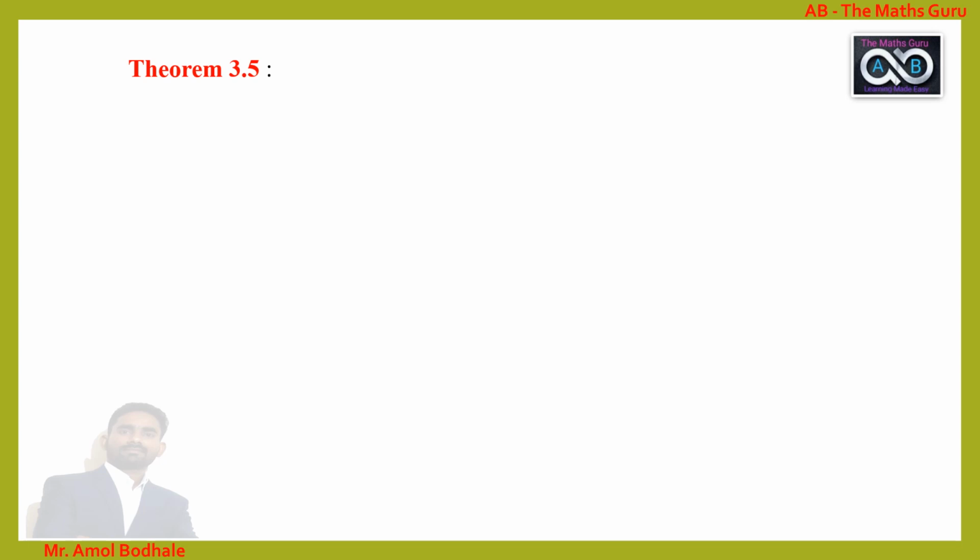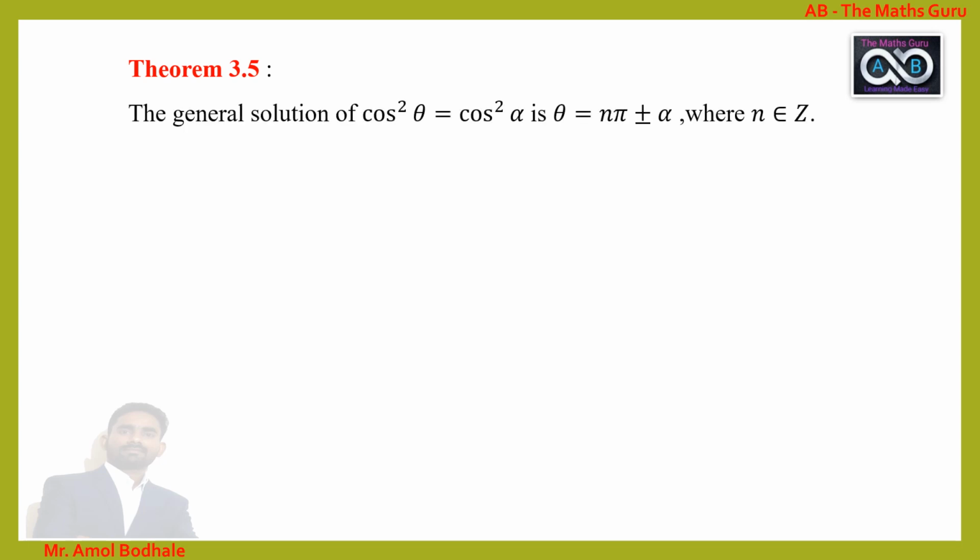Let's see the next theorem. The general solution of cos square theta equal to cos square alpha is theta equal to n pi plus or minus alpha, where n belongs to z.